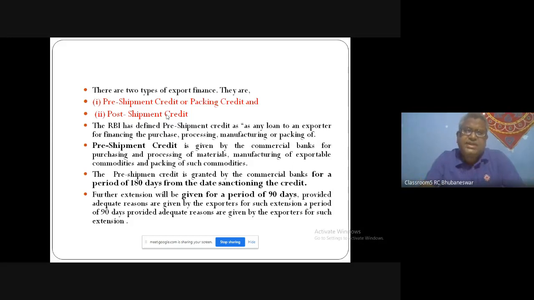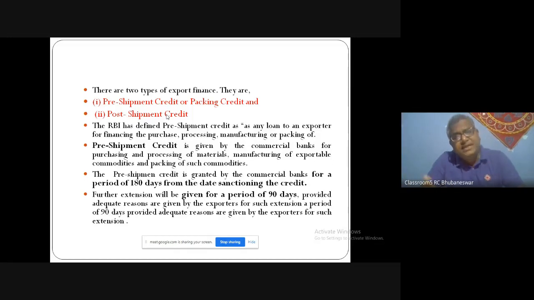But here the question is, export finance is divided into two parts. One is pre-shipment credit, which I have already stated, or you may call it packing credit. Another one is post-shipment credit. These are the two ways through which export finance can be made. Pre-shipment credit may be in Indian rupees or in foreign currency. Post-shipment credit may also be in Indian rupees or foreign currency.